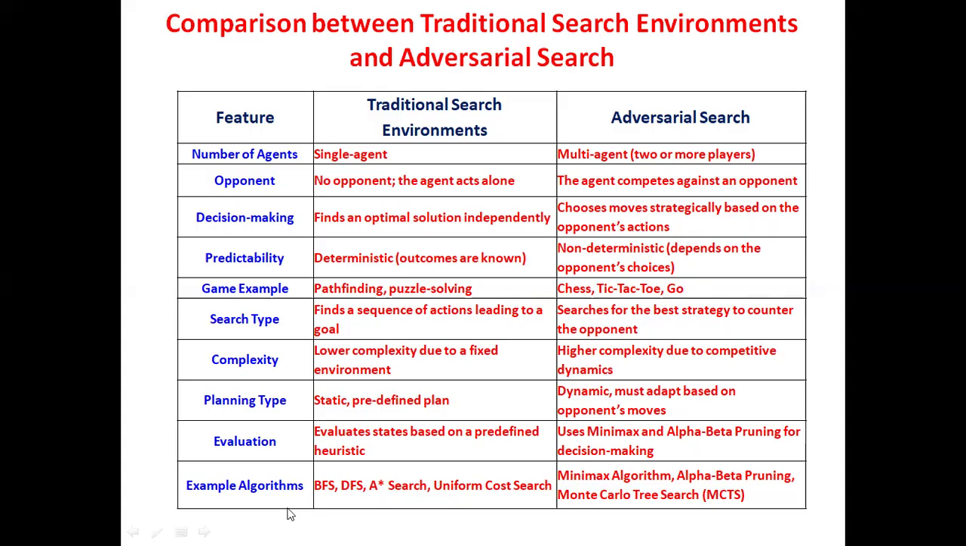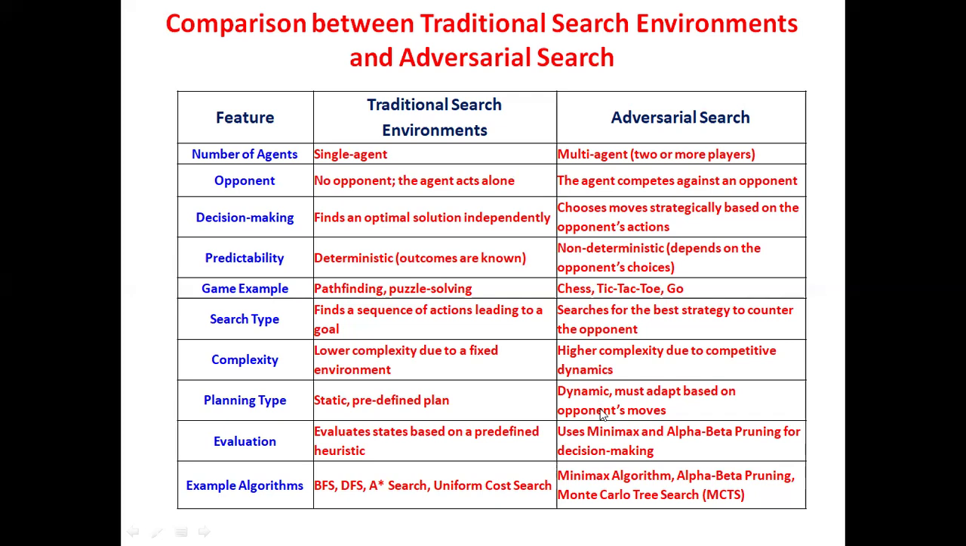And coming to the example for the strategy, that is the algorithms. Common algorithms in traditional search include BFS, breadth first search, DFS, depth first search, A star search, and uniform cost search, etc., which explore paths based on predefined rules. In adversarial search, algorithms like minimax, alpha beta pruning, and Monte Carlo tree search, MCTS, are used to make strategic decisions against opponents, considering multiple future possibilities.